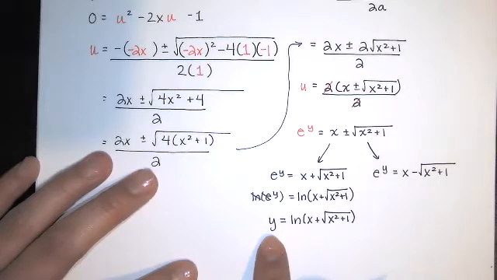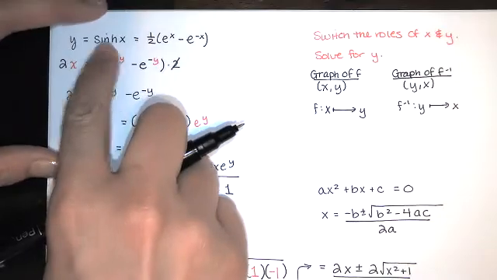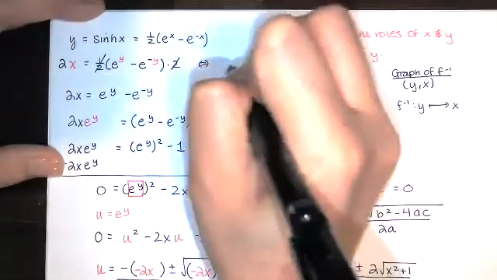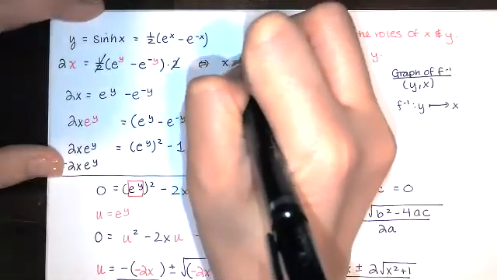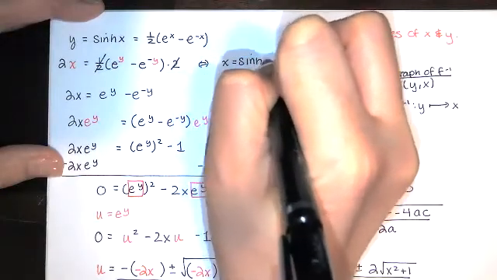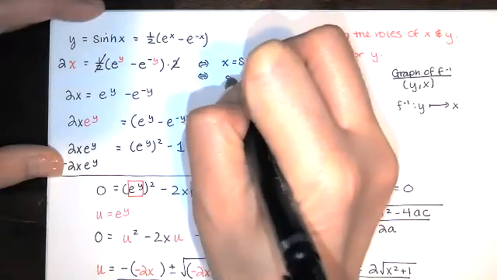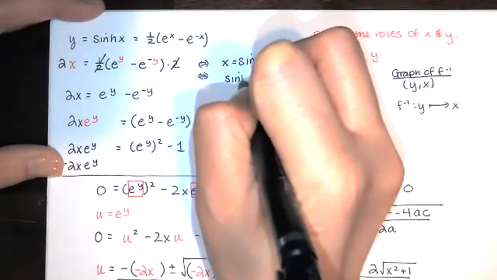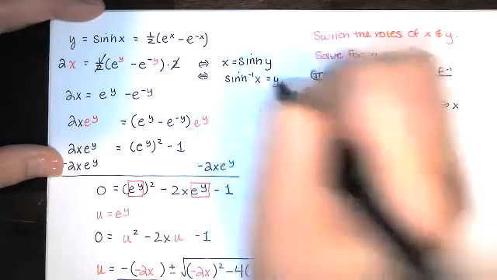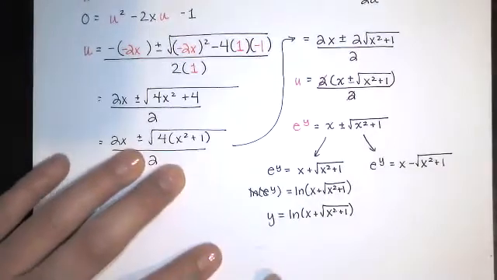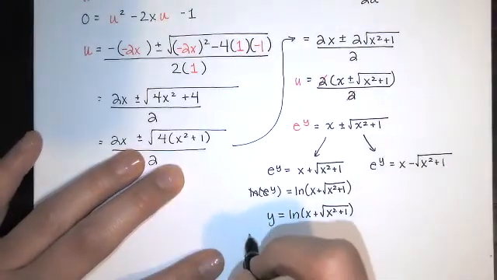And remember what y was. We have y equals hyperbolic sine of x, and then we switch the roles of x and y. When we switch the roles of x and y, what this equation was equivalent to is x equals hyperbolic sine of y. Or if we take the inverse of both sides, we'll have the inverse hyperbolic sine of x is equal to y. So we did all of this just so that we could figure out what y was, and y is the inverse hyperbolic sine function.